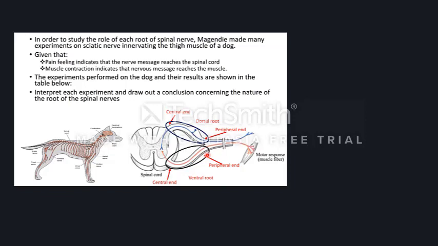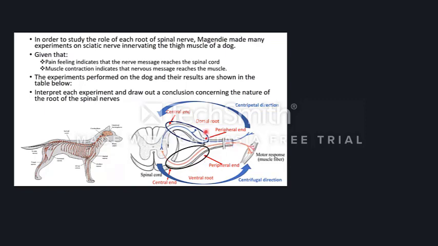And when I say that the message is going in a centripetal direction, this means that the message is going towards the spinal cord. And when I say that the message is going in a centrifugal direction, this means that the message is going in the opposite direction, away from the spinal cord.